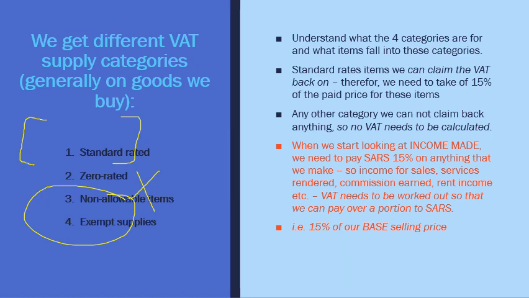And that's why I say there at the bottom of the slide, we need to work out the VAT so we know what portion we need to pay over to SARS. So when we do the bookkeeping for any revenue, any income, we need to work out what is the 15% that SARS needs to get allocated for the service or the sale or this income that I've just made.